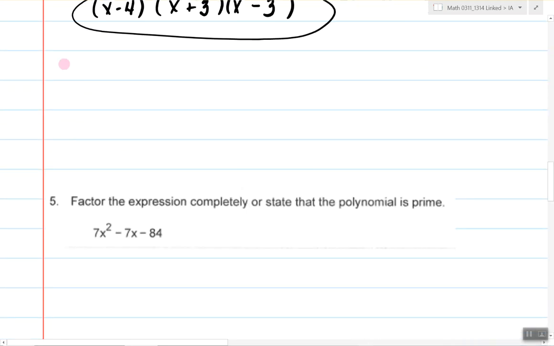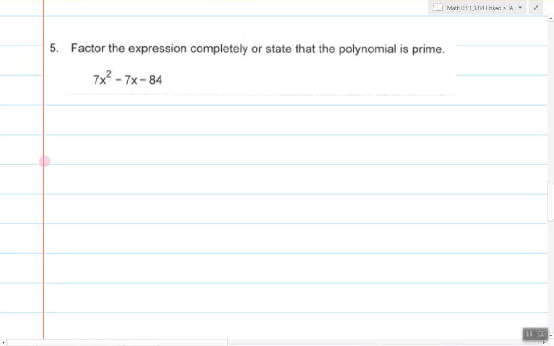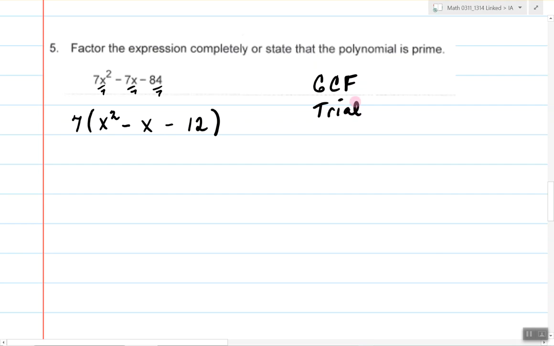Let's look at number 5. All right, let's see. Is there a common factor? Yes, 7. If you divide each of these by 7, you'll get x squared minus x minus 12. Well, this trinomial looks like what I could do. Let me go ahead and say GCF. I'm going to try trial and error. Keep the 7. Let's talk about the signs. When the last sign is negative, it is always one plus and one minus.